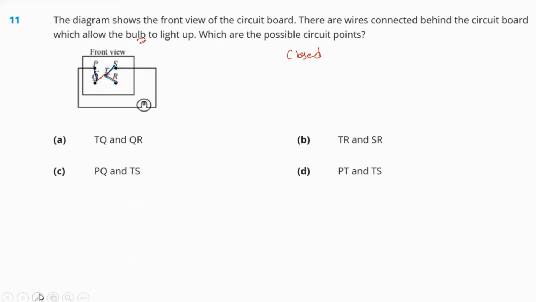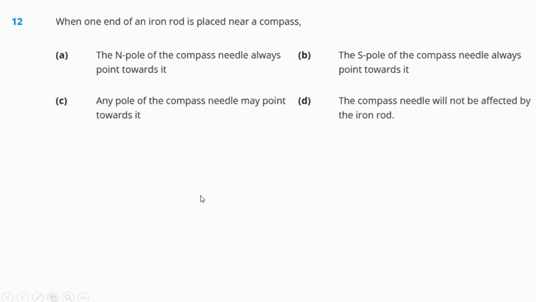Last option we will be checking here. I'll take green color for that. PT and TS. Yes, this is making a closed circuit now. Our circuit is complete. And from here, when the circuit is closed, our bulb would be lighting up. So the answer for this question is option number D.